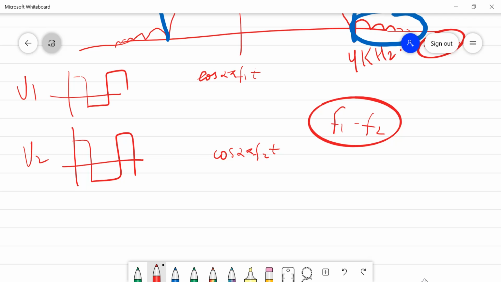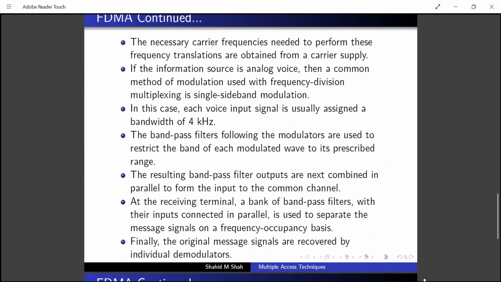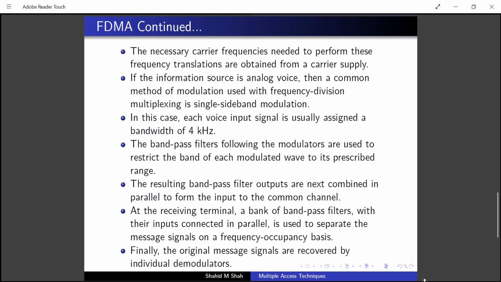That is the power of frequency division multiplexing. That is what it means, that we will modulate it. The necessary carrier frequencies needed to perform these frequency translations are obtained from a carrier supply. Definitely we will have a bank of oscillators which can generate sinusoidal signals of different frequencies.